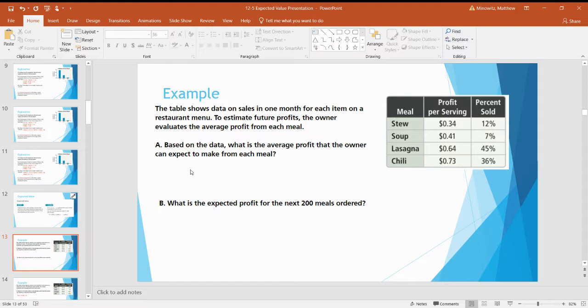When they say expect and probability, we're probably using expected value. And then I want to know the expected profit for the next 200 meals. So go ahead, pause the video, write down what you think you should do, then check in. I'll show you a step if that'll help you to finish the problem.